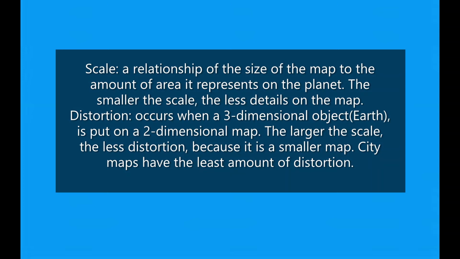Scale, a relationship of the size of the map to an amount of the area it represents on the planet. The smaller the scale, the less details on the map. Distortion occurs when a three-dimensional object is put on a two-dimensional map. The larger the scale, the less distortion because it is a smaller map. City maps have the least amount of distortion.